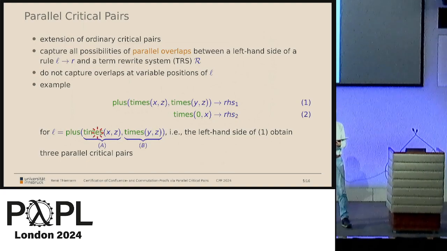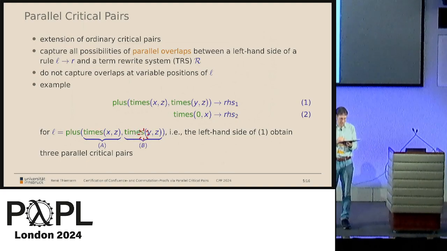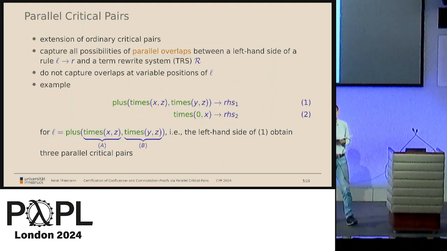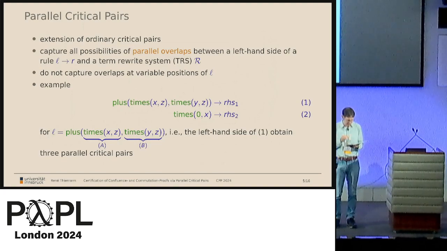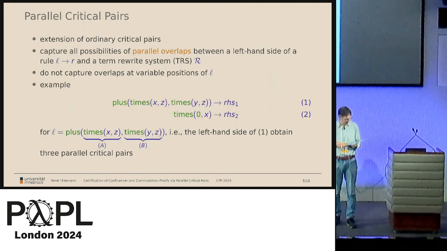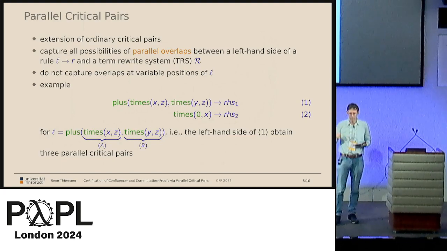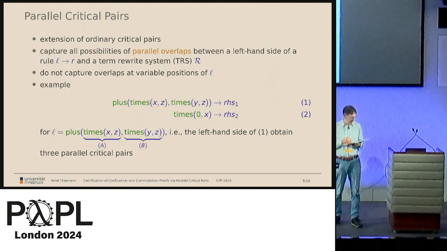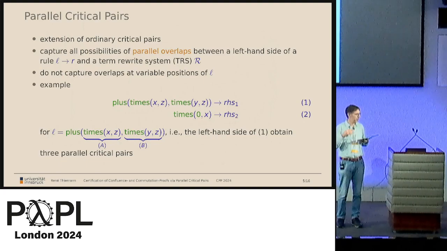And we see an overlap here, we see an overlap here, and for parallel critical pairs, I also consider the overlap which is done in parallel. So both of these overlaps occur. So I get 3 parallel critical pairs in this example instead of just 2 in the ordinary case. So this is the rough idea of what is going on in parallel critical pairs. So let us look at formalizing this.